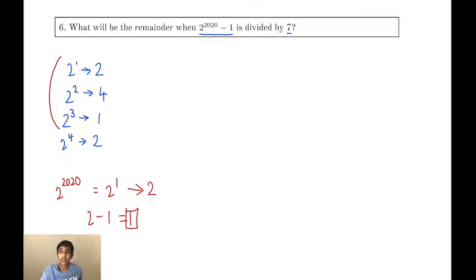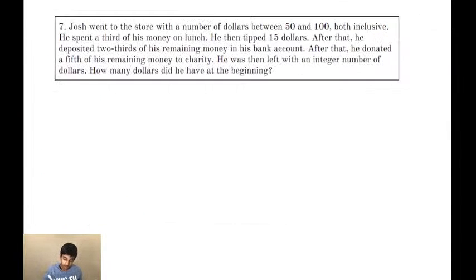Okay, so now let's continue. Josh went to a store with a number of dollars between 50 and 100, both inclusive. He spent a third of the money on lunch. He then tipped $15, and after that he deposited 2/3 of the remaining money into his bank account. After that, he donated a fifth of his remaining money to charity. He was then left with an integer number of dollars. How many dollars did he have at the beginning?